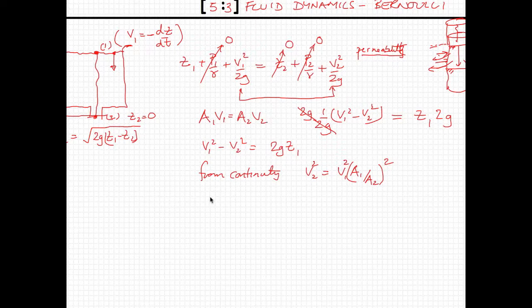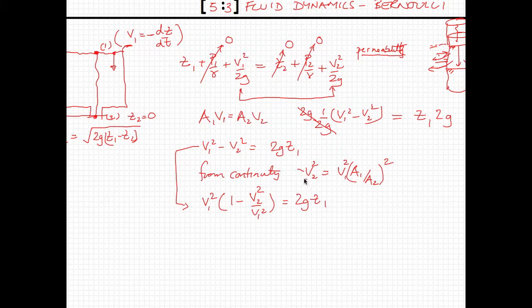But before we do that, let's just rearrange this expression. It can be rewritten slightly differently if we take V1 squared out. So we have V1 squared, which is the term we want to solve in terms of, multiplied by 1 minus V2 squared over V1 squared. If you just multiply this out, you have exactly the same thing. And the right-hand side is going to be the same, 2g times Z1. We haven't changed that.